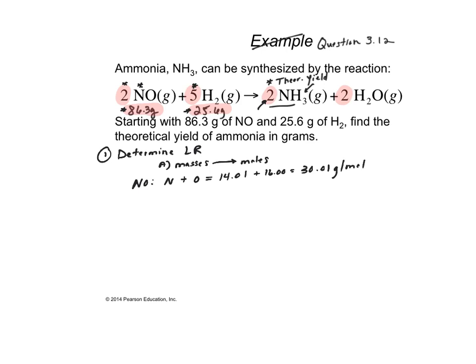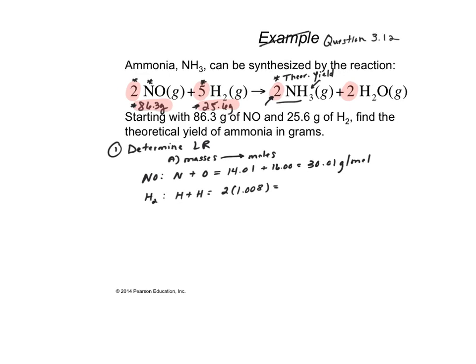So that's number one. We can do the same thing for hydrogen. Hydrogen is just two individual hydrogen atoms, so all I need to do is add together the atomic mass of two hydrogens. This ends up being 2 times 1.008, which gives us a formula mass, or formula weight, of 2.016. And again, that's numerically equivalent to its molar mass in grams per mole.